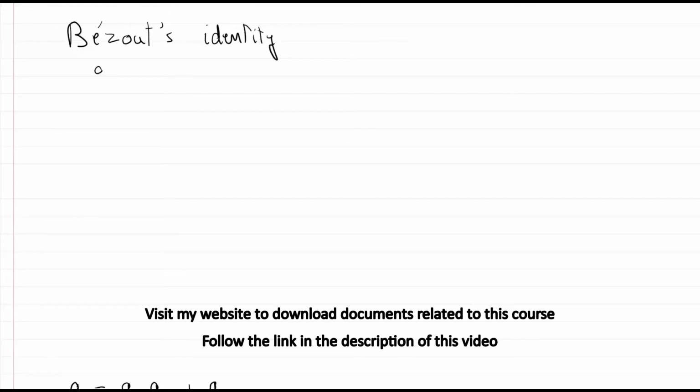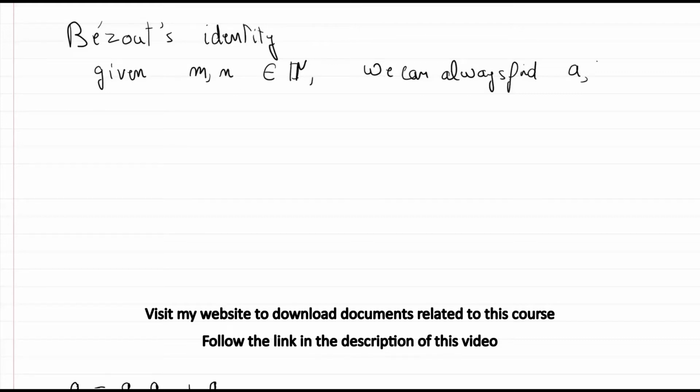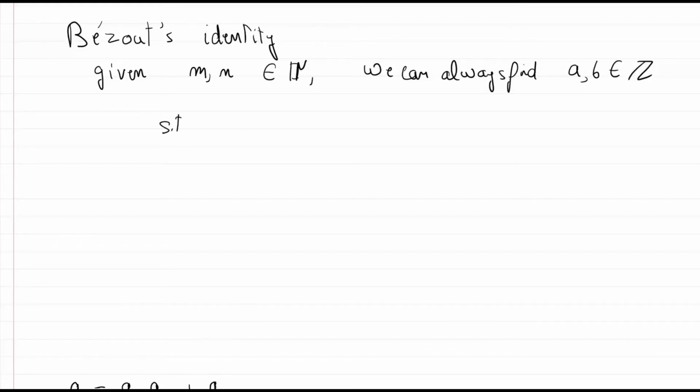In this video, we'll discuss the Bezout identity, which is the following. Given two natural numbers, m and n, then we can always find integers a and b such that a times m plus b times n equals the greatest common divisor of m and n. So this is a theorem.